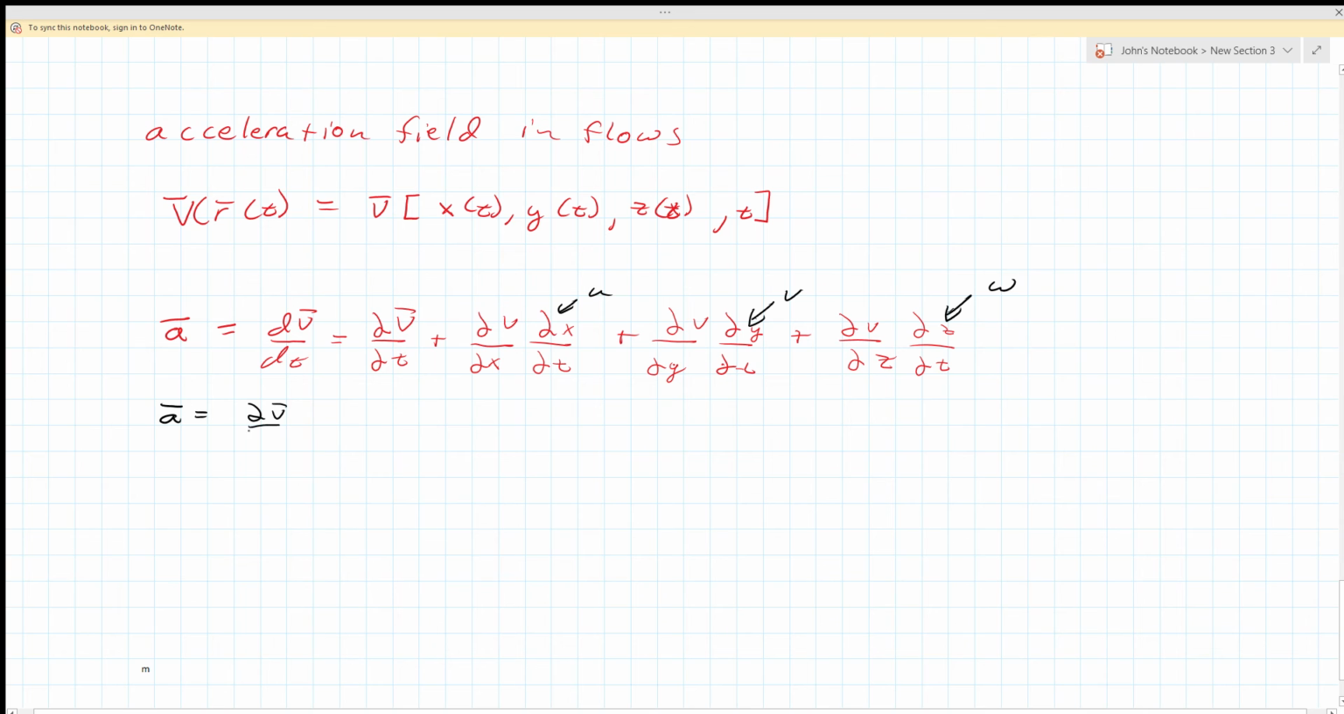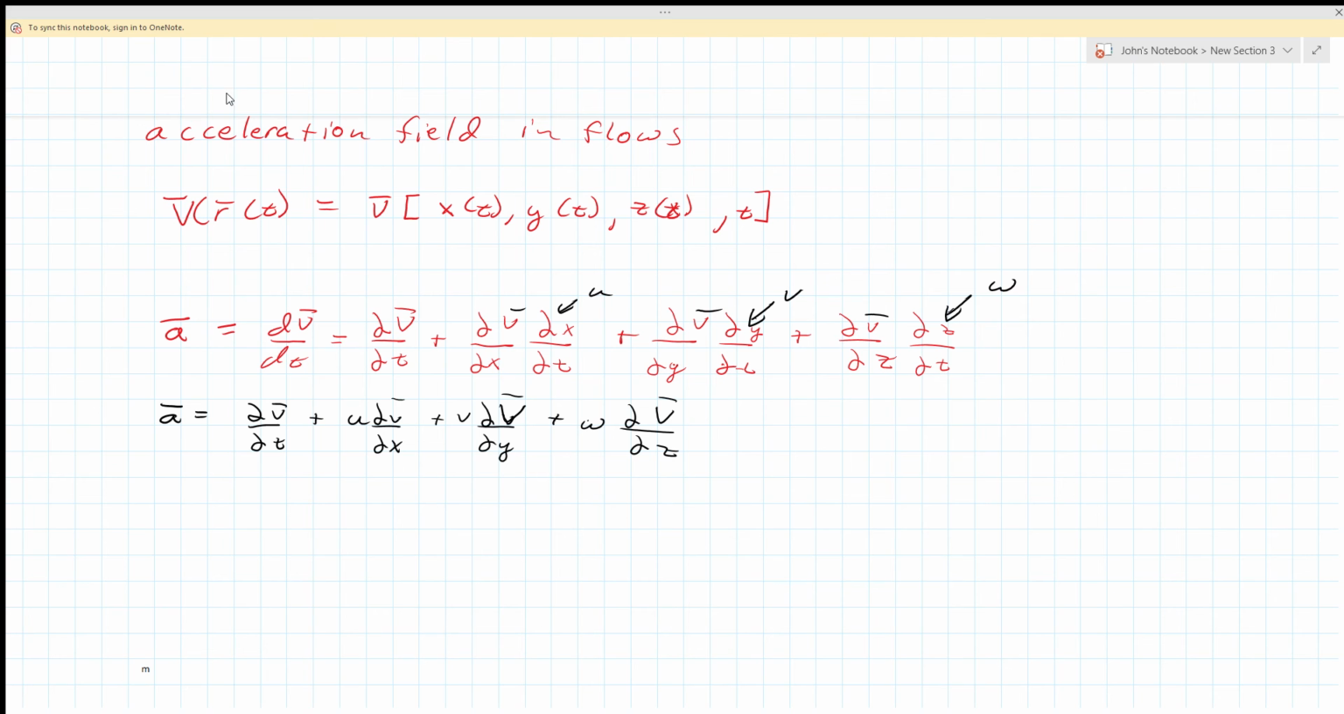Dv/Dt equals partial v over partial t, plus u partial v over partial x, plus v partial v over partial y. A different v, this is the velocity vector, it should all be vectored. Plus w partial v with respect to z. Now I want to break it down further into my components.